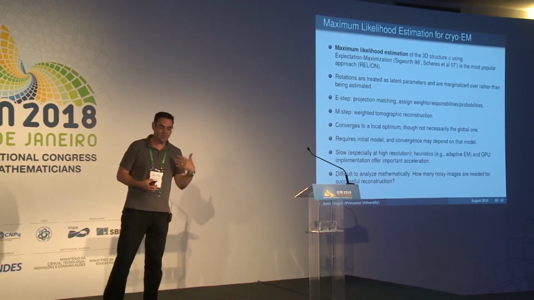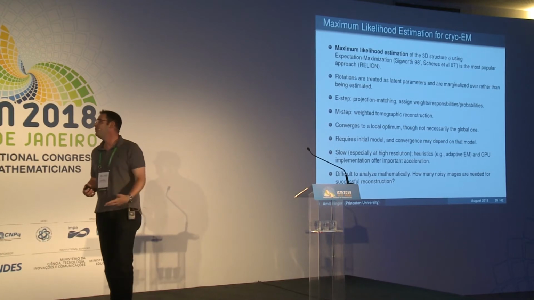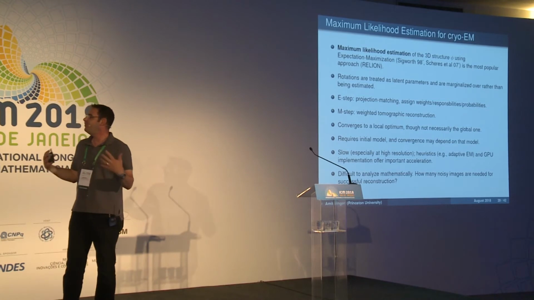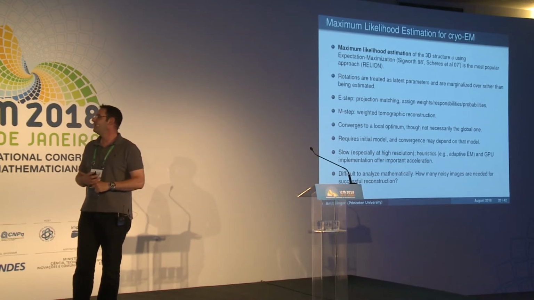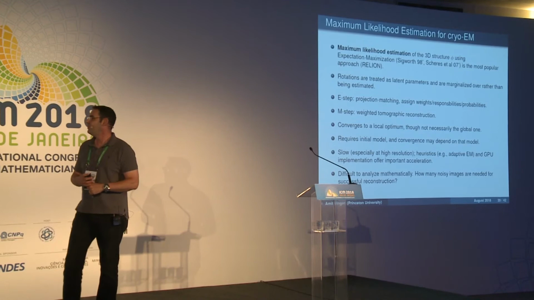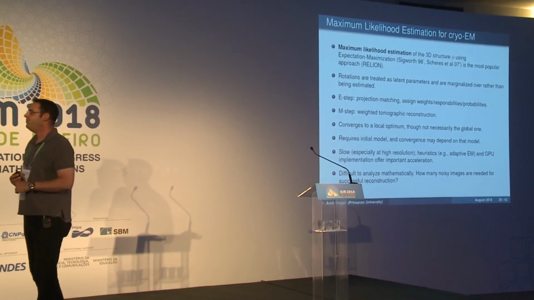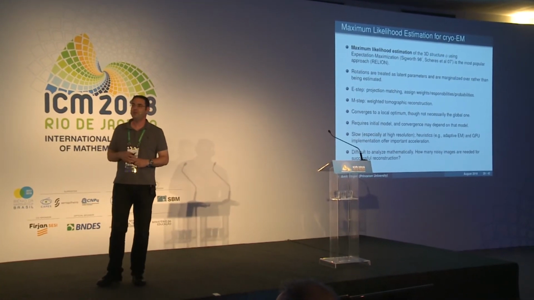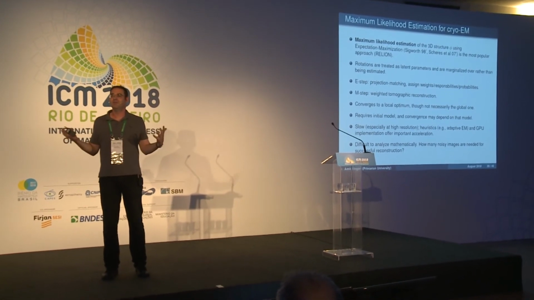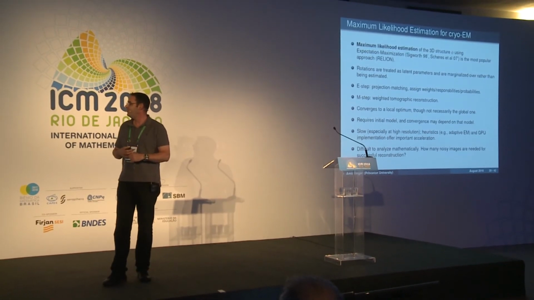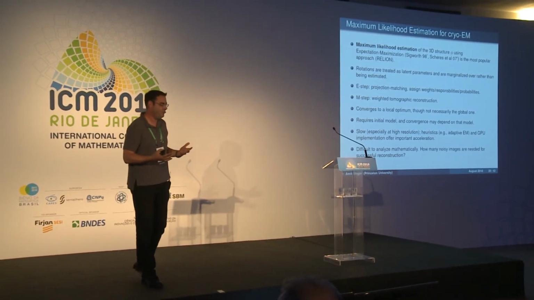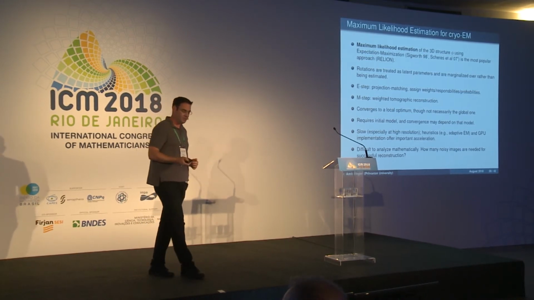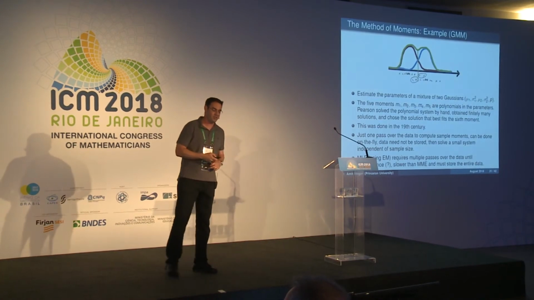And also, EM is slow. You need several passes over the data until convergence. Today there are many heuristics, and people use GPUs, which definitely help. But it's still quite slow, especially if you also try to solve heterogeneity. And the last point, especially for this low density, it's very difficult to analyze mathematically what's going on in EM. So for example, a very basic question like how many images are needed in order to do reconstruction as a function of the SNR. We'll try to answer this question.